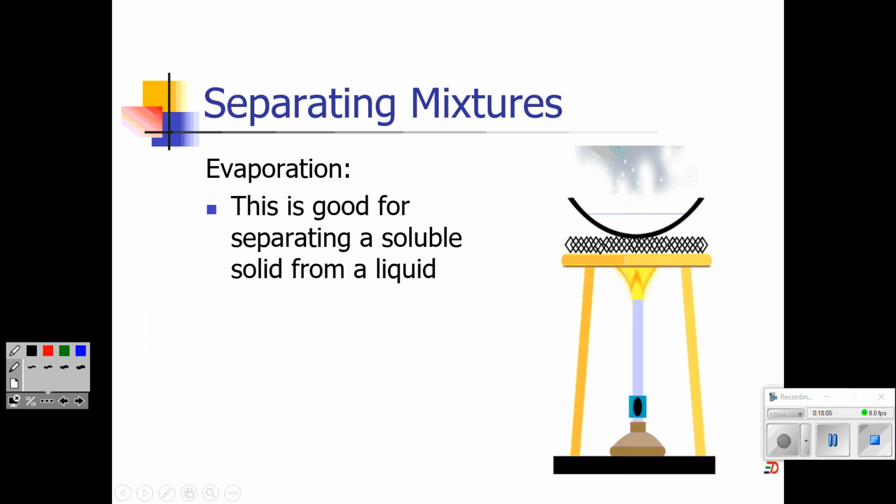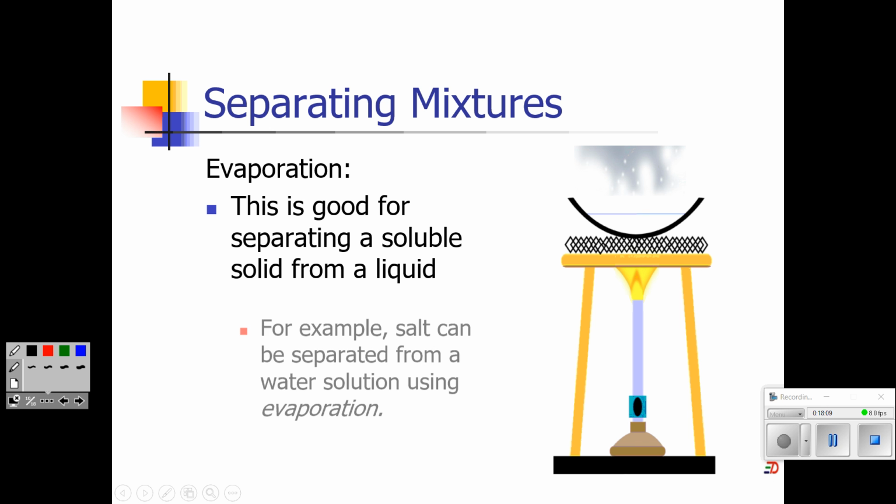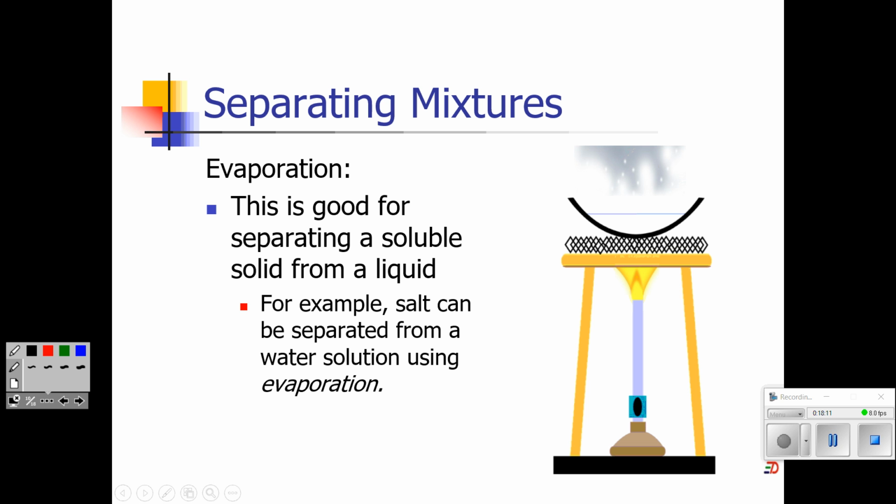Evaporation is good for separating a soluble solid from a liquid. So this is like salt water, where I sped up the evaporation process by applying heat. Once you do that, the water will boil off at a certain temperature, and the salt is going to be left behind. And so therefore you've separated the salt from the water.